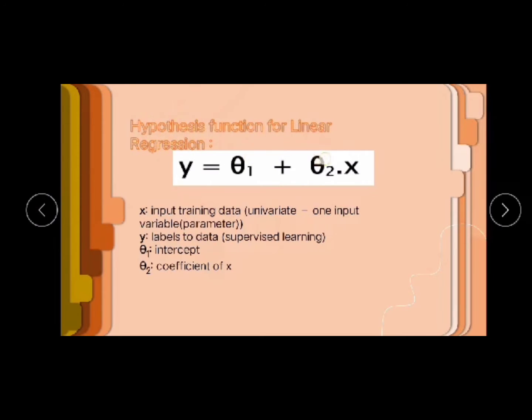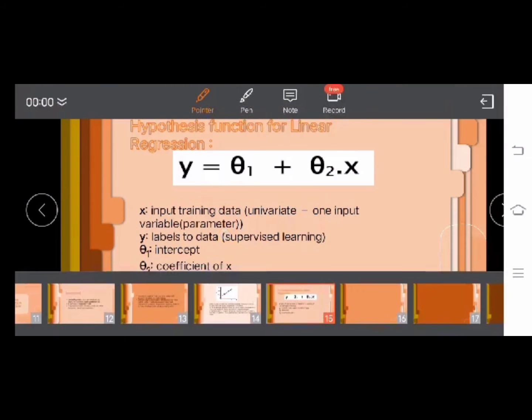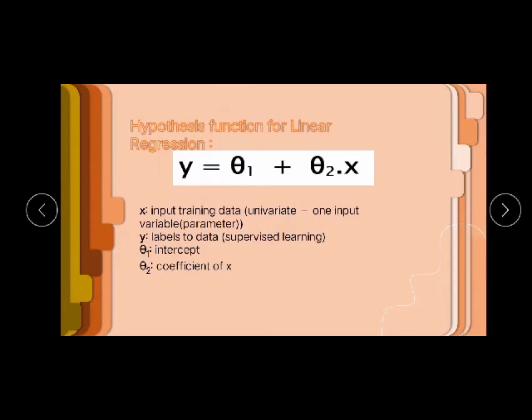Hypothesis function for linear regression. This is a hypothesis function where x is the input training data, univariate, meaning one input variable, times a parameter, and y is the labels to the data, or supervised learning. This is the intercept, and this is the coefficient of x.